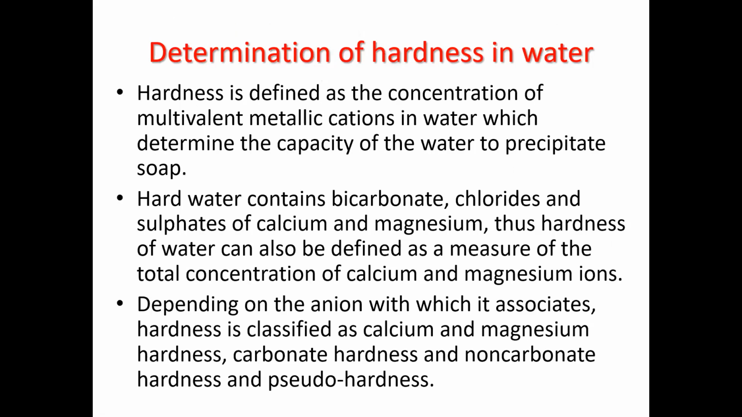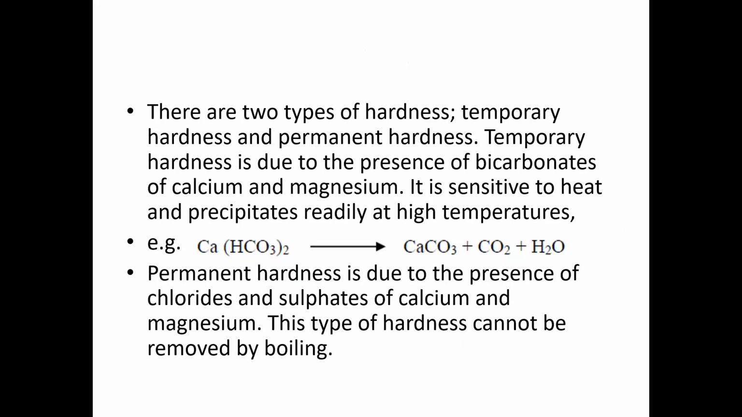So an example of that, like I said before, is water hardness. Water hardness is a result of the concentration of multivalent metallic cations in water, which determine the capacity of the water to precipitate soap. Depending on the anion with which it associates, hardness is classified as calcium and magnesium hardness, carbonate hardness, non-carbonate hardness, and pseudo hardness.